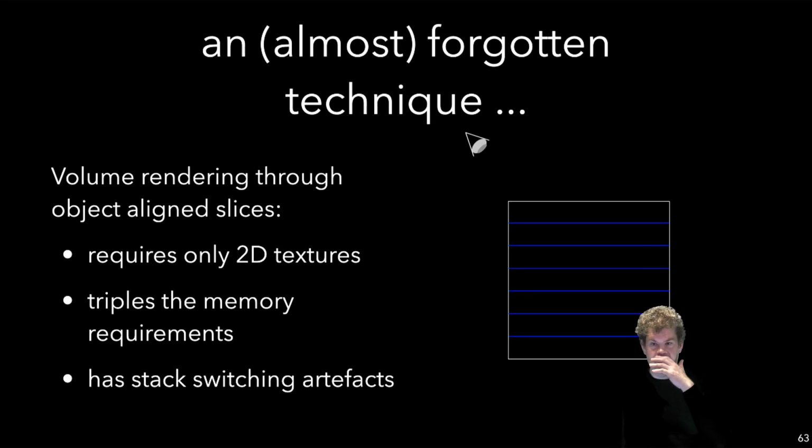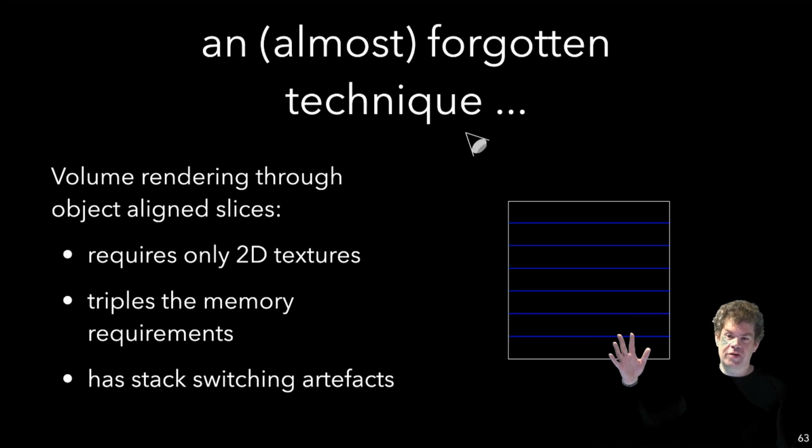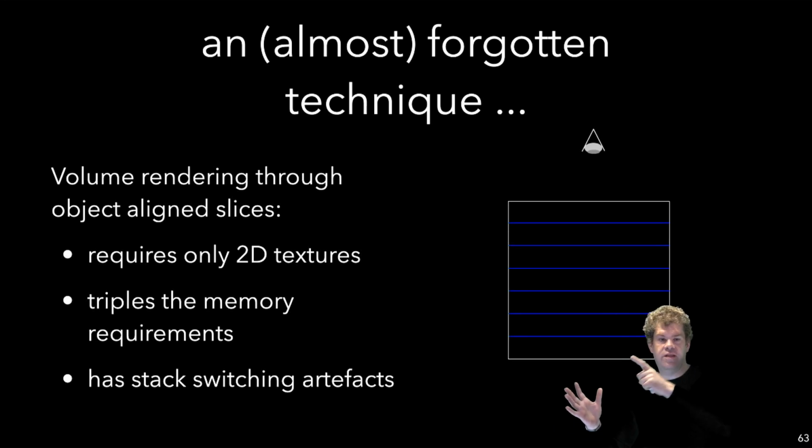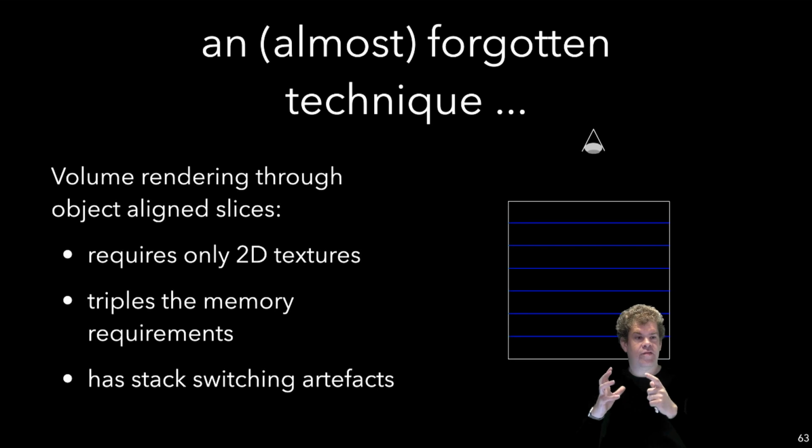So why do I mention that? Well, not just to pay tribute to Christoph Rezk-Salama, who proposed this about 20 years ago, but because it's still useful. That's a funny thing. Let's say this is the worst you can do. This is really bad: 2D slices, stack switching artifacts. On the other hand, we have raycasting, super cool. Now let's look at the super cool raycasting for just a second.